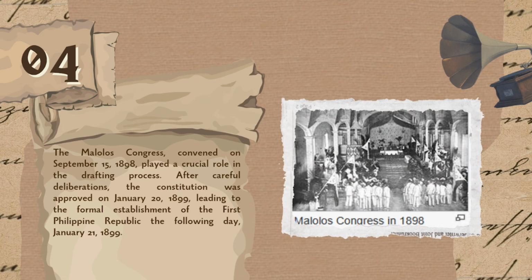The Malolos Congress, convened on September 15, 1898, played a crucial role in the drafting process. After careful deliberations, the Constitution was approved on January 20, 1899, leading to the formal establishment of the First Philippine Republic the following day, January 21, 1899.